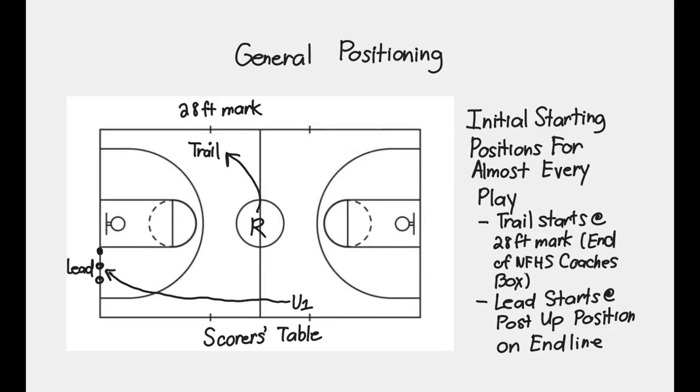If the jumper on the right's team wins the jump ball, again, our referee will become the trail and move to the 28-foot mark, which is the end of the coach's box for NFHS. Our U1 will become lead and move to the 3-foot mark, which is the post-up position along the end line.